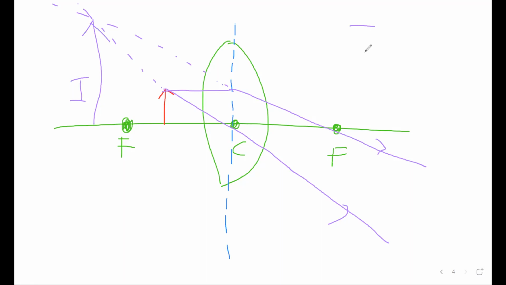Yet again, if they ask about the characteristics, it is definitely going to be magnified because it becomes bigger, right? It is definitely upright because it's pointing upwards. And it will definitely be virtual because it is formed by virtual light here, guys. Super important. You have to know how to draw these light rays because almost 80% of the questions is depending on you understanding how to draw the light rays.